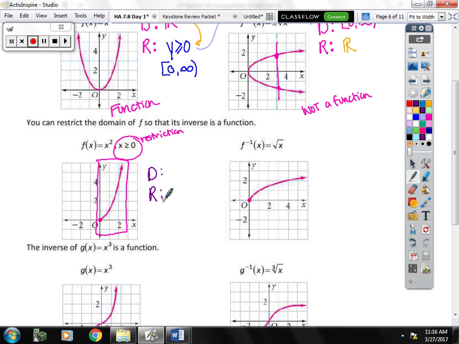So the domain, they've already restricted it for us. X is greater than or equal to 0. You also could do bracket 0, comma, infinity. The range is actually going to stay the same as it was in the one before. Our y values have to be greater than or equal to 0.